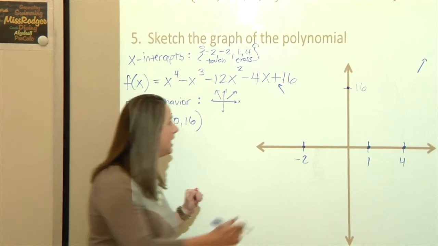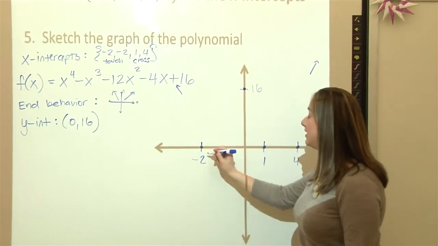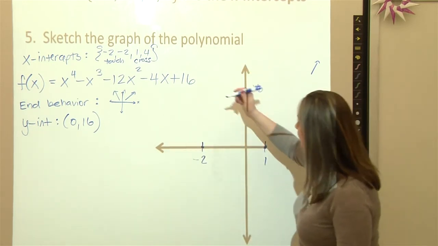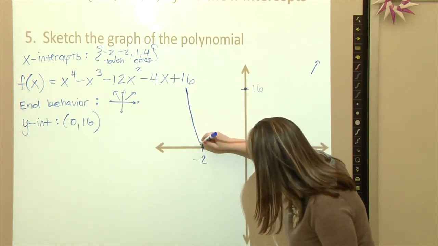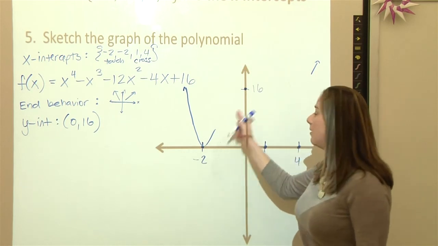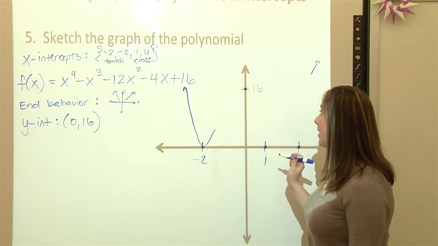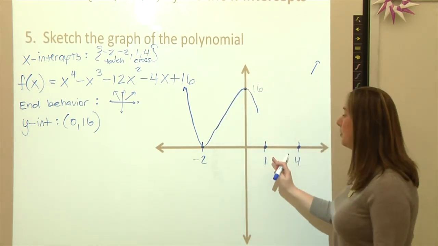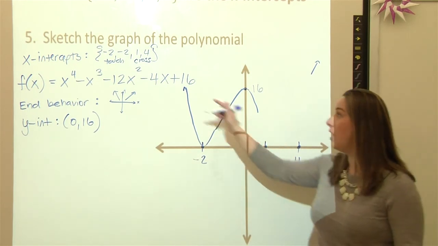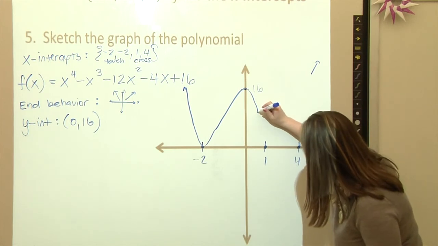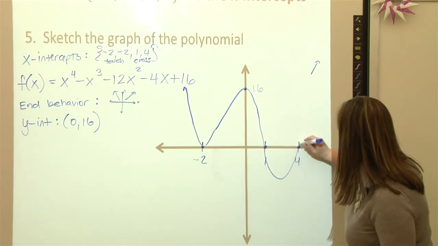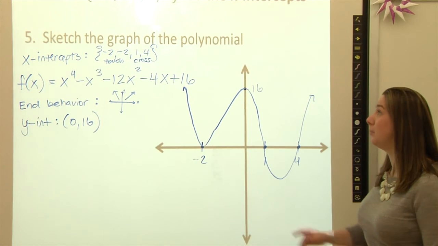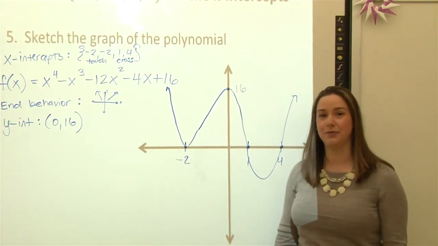So let's start to do this. Negative 2, I'm going to start up here, and I'm going to touch the graph and bounce right back up. So I'm coming down, I touch at my x-intercept, and I come right back up. So my next point of interest is my y-intercept, which is 16. So I'm starting to come down to 1, which is my next 0, and at 1, I'm going to cross the graph. And I'm coming back up because at 4, I'm again going to cross the graph. So this is my sketch of this polynomial given these zeros and in standard form.